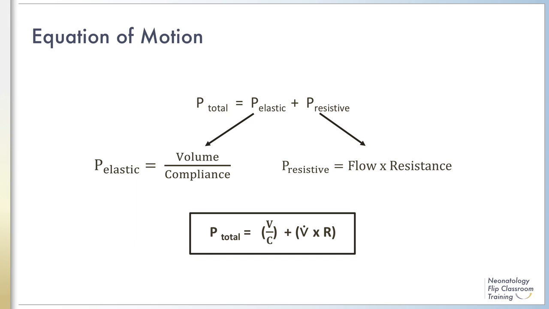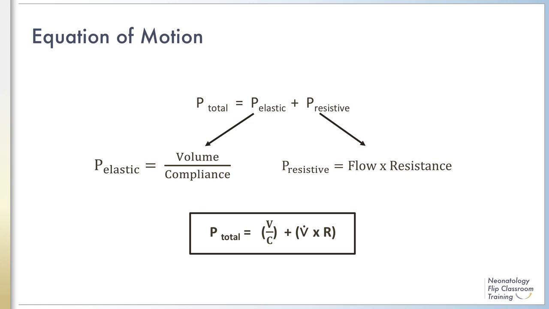A portion of the total pressure created or applied is needed to overcome the elastic properties of the respiratory system to change lung volume. Another portion of the total pressure is used to overcome the resistive characteristics of the respiratory system to create airflow. The pressure required to address the elastic properties of the lung is directly related to volume and inversely related to the compliance of the airway. In other words, if the lung is compliant, it does not take much pressure to distend the lung. Resistive pressure is proportional to both flow and resistance.